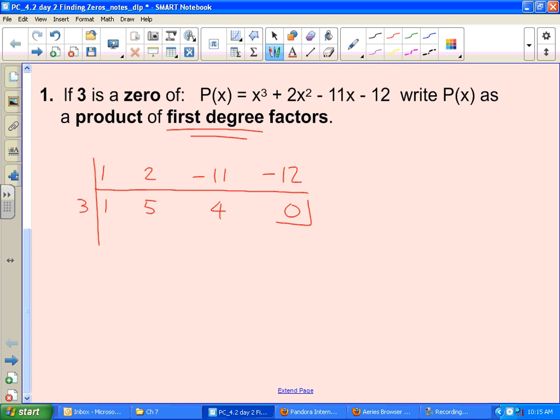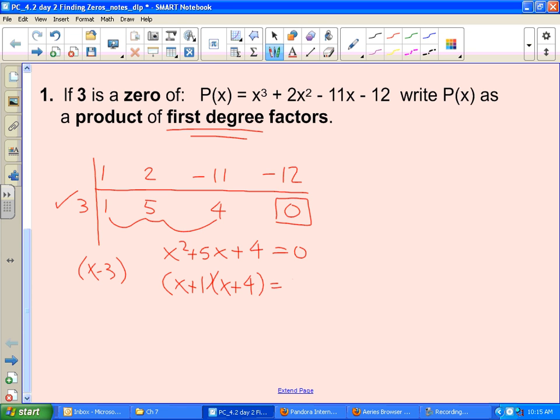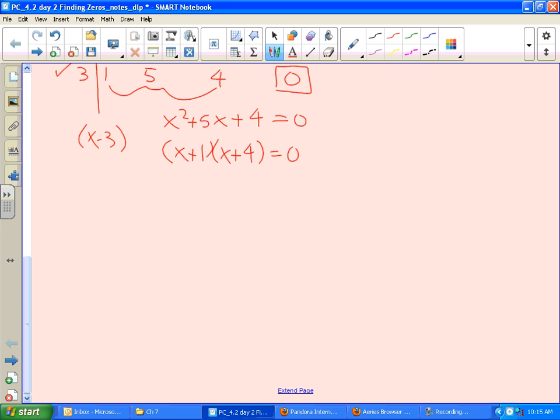Remember, this is what I want to see if I want to find a zero. So 3 is a zero, which means now x minus 3 is one of my factors. And then this, x squared plus 5x plus 4. Can we factor that? Yeah, we can. x plus 1, x plus 4. So what I've done is I've used synthetic division to break my polynomial down all the way into factored form.